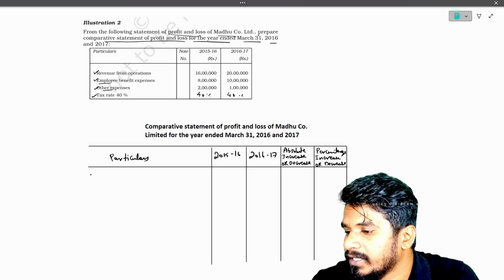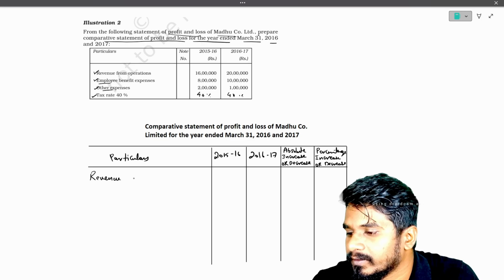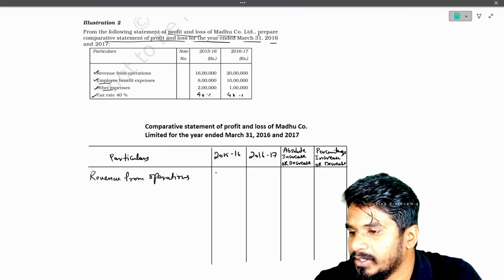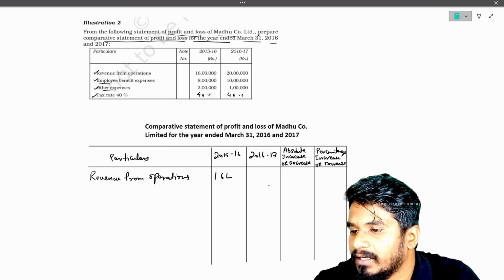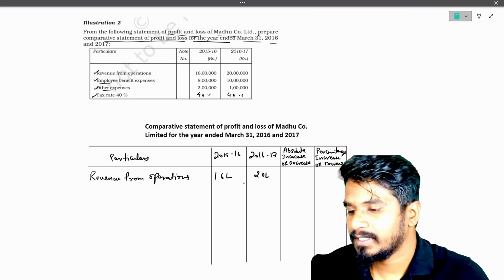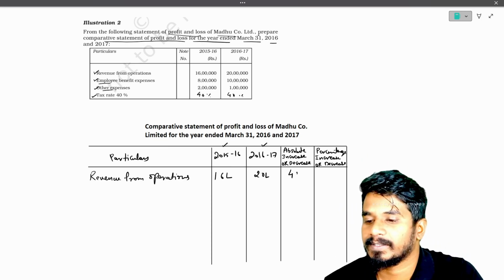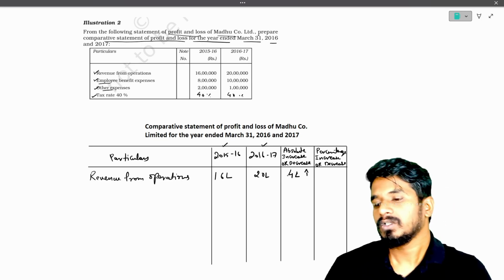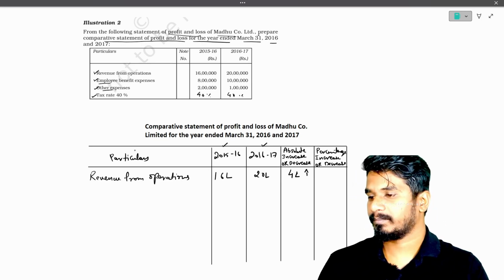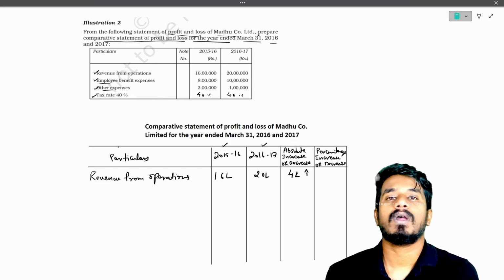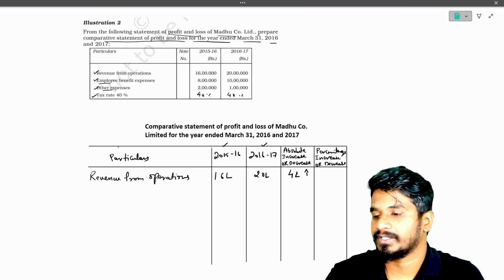Right. So the first thing is revenue from operation. In 15-16, we have revenue from operation of 16 lakhs, and in 16-17, they have given it as 20 lakhs. Obviously, you can see that from 15-16 to 16-17, 4 lakh increased. 4 lakh increased, correct? So this is a positive sign for the company. And the next thing is employee benefit expenses and other expenses. So we need to minus them from the revenue from operation.